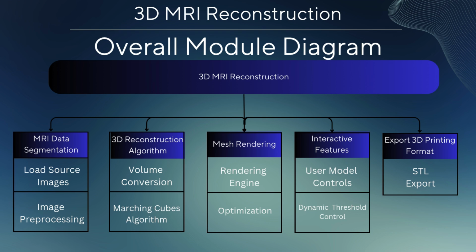Finally, once the model is ready, we reach the Export 3D Printing Format module. This module supports STL export, allowing the 3D model to be saved in a format suitable for 3D printing. So in summary, this diagram shows a complete workflow from raw MRI images to an interactive optimized 3D model that can be printed, streamlining both visualization and practical application in medical and research fields.